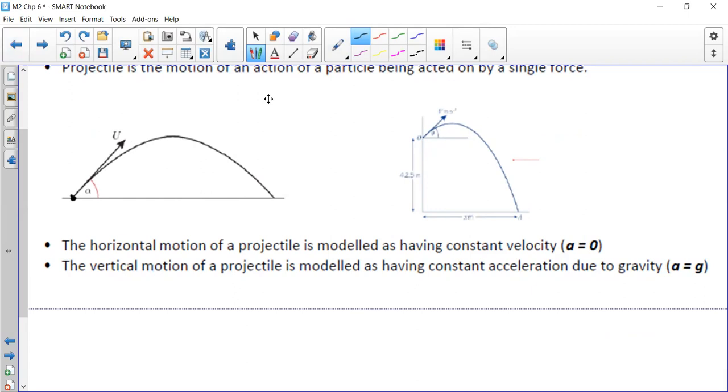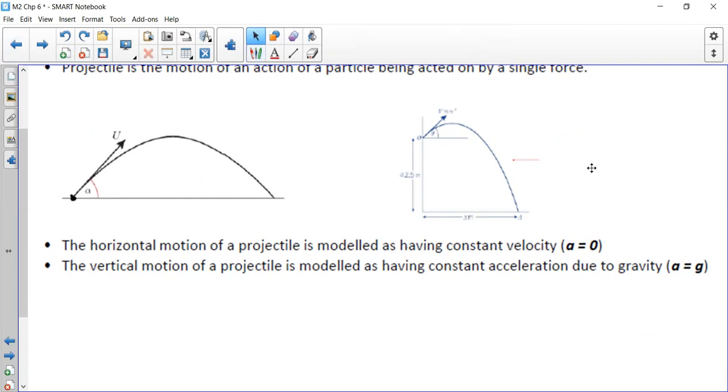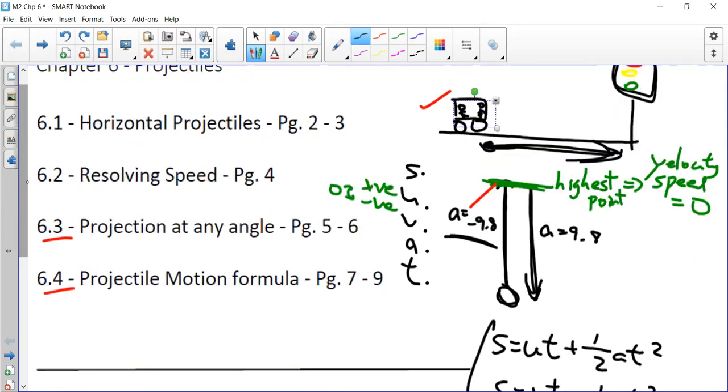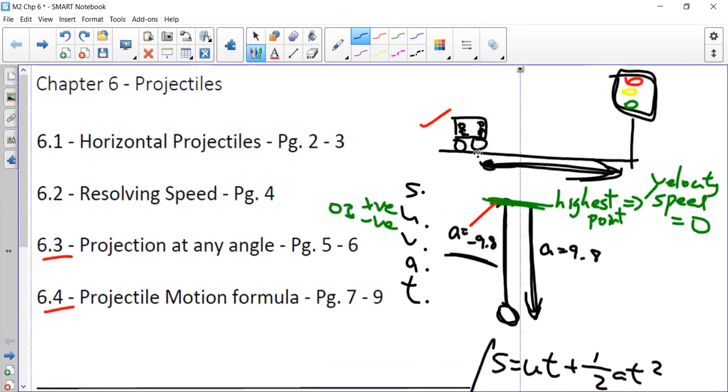First bullet point. The horizontal motion of a particle is modeled as having constant velocity, a equals 0. Now, I deliberately didn't write it down, so I want you to change the a or add a little x underneath the a. So it's a_x. What does that mean? That means it's acceleration in the x direction. Like for example, this car, back in the car and traffic light scenario, we're not accelerating or decelerating.